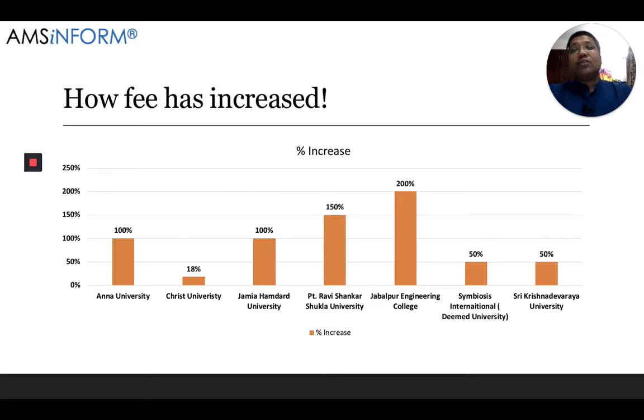If you just put these figures back in percentage, you would see that Anna University or Jamia Hamdard University or PT Ravi Shankar University or Sri Krishna Devaraya or Jabalpur Engineering, they all have gone substantially up. And this is how the fee is increasing, and this is how the cost of verification is increasing, merely by the fact that the university fees have increased substantially.